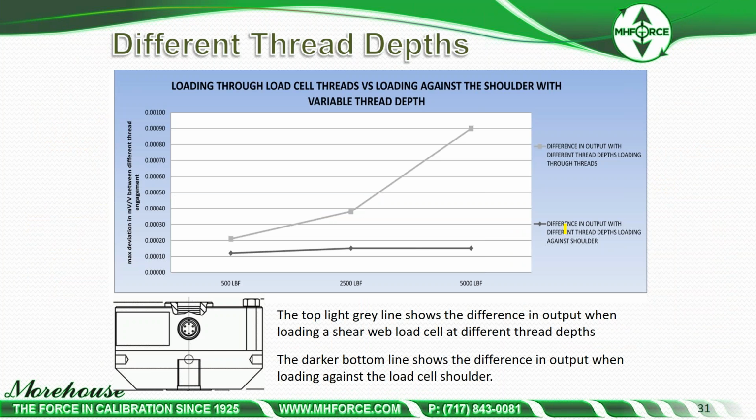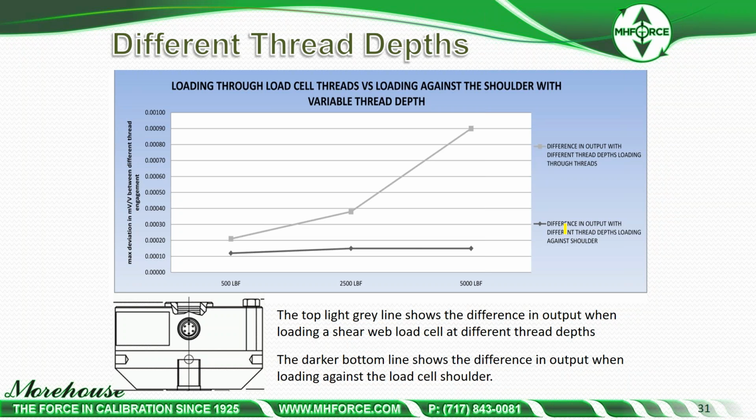So another error source, when I mentioned earlier about that integral adapter being locked in, I did a lot of tests on that. So the top gray line shows the difference in output when using a shear web load cell at different thread depths. Love the shear web load cell, hate them without the adapter locked in.